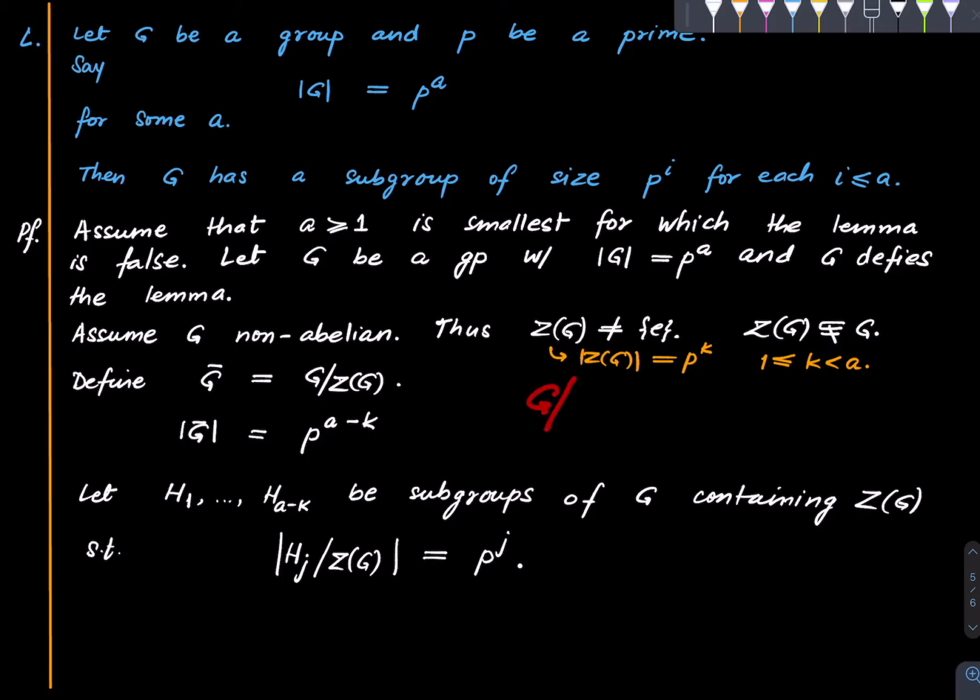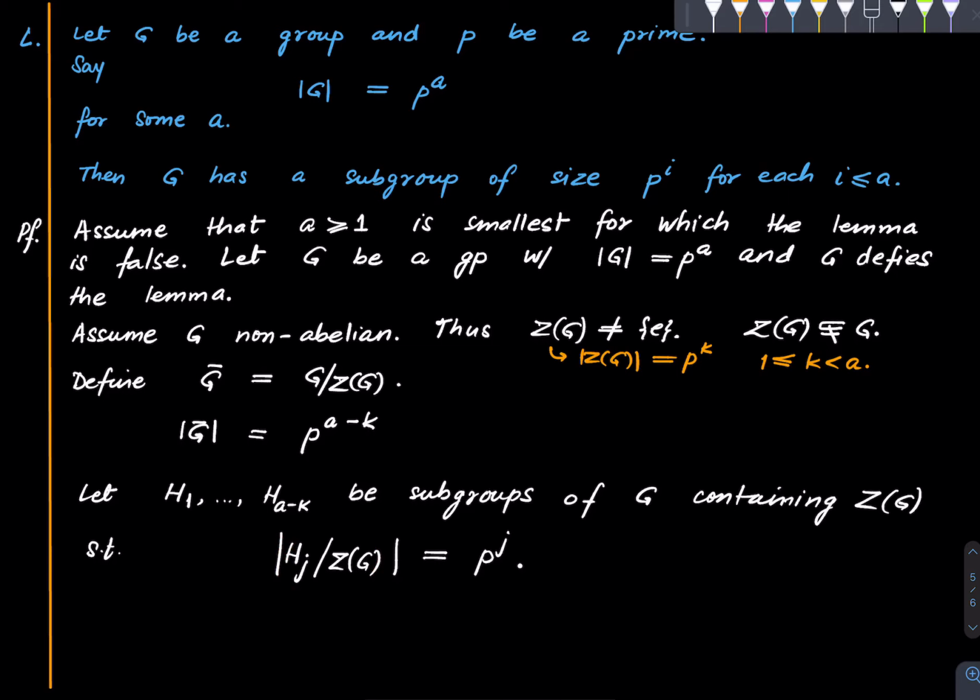Right? So if we have a group G and N is a normal subgroup, what are the subgroups of G mod N? These are precisely the subgroups of G which contain N, quotiented by N. So since G bar has subgroups of size p, p squared, and so on, we can find subgroups of G, H1 up to H_{A minus K}, which contain Z(G) with this property, because this is a subgroup of G bar with size p to the J. So I hope that was clear. We are using what is called the fourth isomorphism theorem or the correspondence theorem.